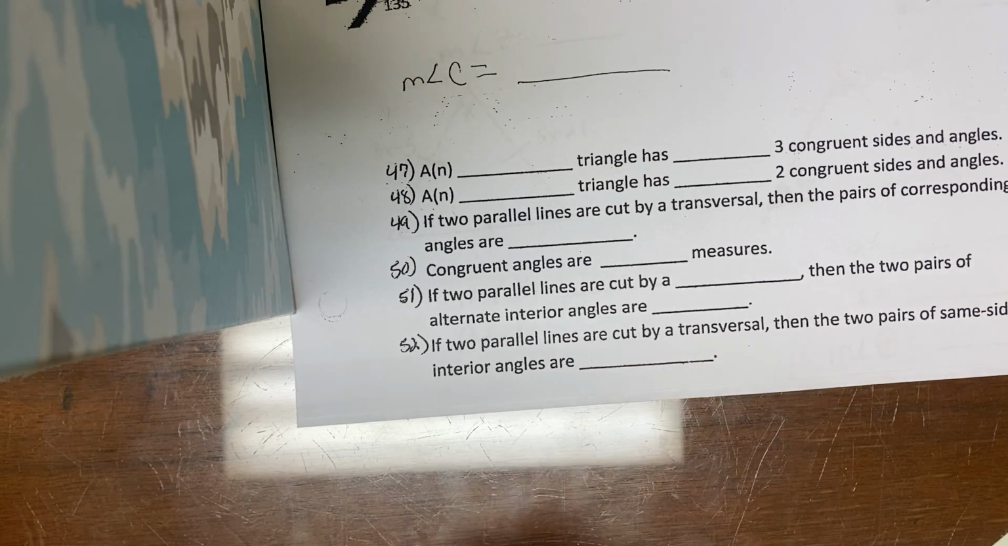51, if 2 parallel lines are cut by a transversal, then the 2 pairs of alternate interior angles are congruent. And 52, if 2 parallel lines are cut by a transversal, then the 2 pairs of same side interior angles are supplementary.